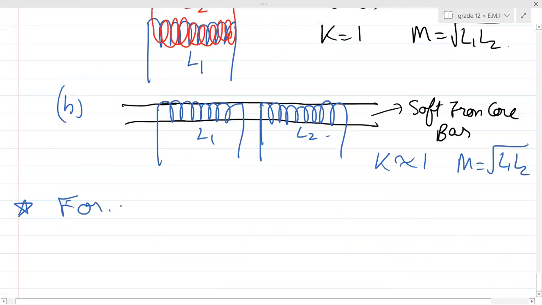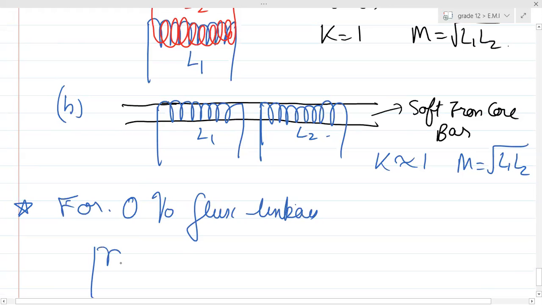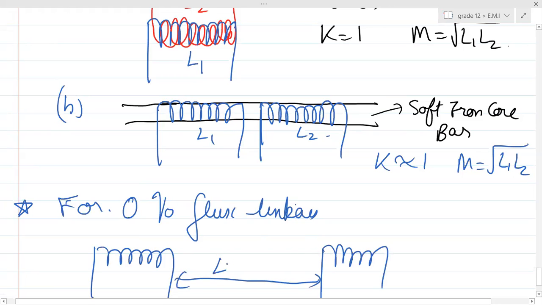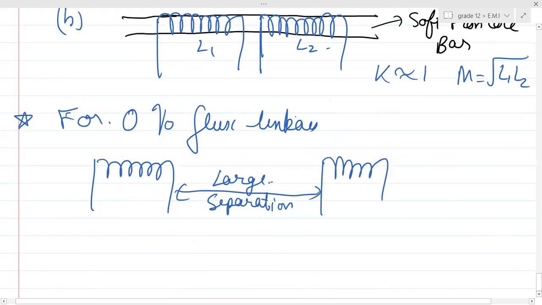Okay, sir. For 0%, but it's the same, right? In both the cases, we assume there is 100% linkage. For 0% flux linkage, I can give you certain examples. For example, if I have this coil and this coil, but I have placed them at a very large separation. If I place them very far away from each other, will there be any flux generated from the first one linked with the second? No, right? Almost negligible flux will be linked, right?